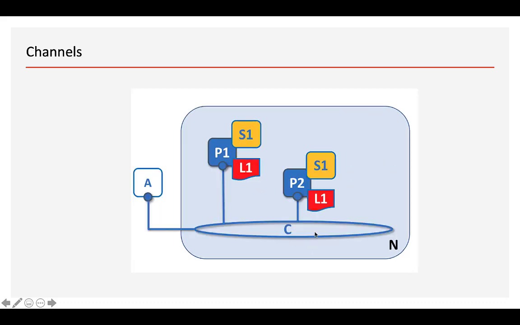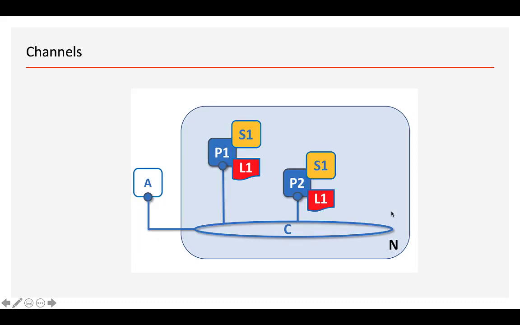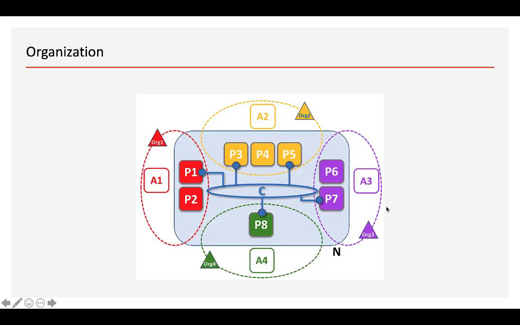Whereas in the case of channels, the same peer may participate in multiple channels. Like in this picture, the same peer is in two channels. In one channel it sees this ledger, in the other channel it sees this ledger. The same idea is in the channel. So here we have a single channel with participants, peers.